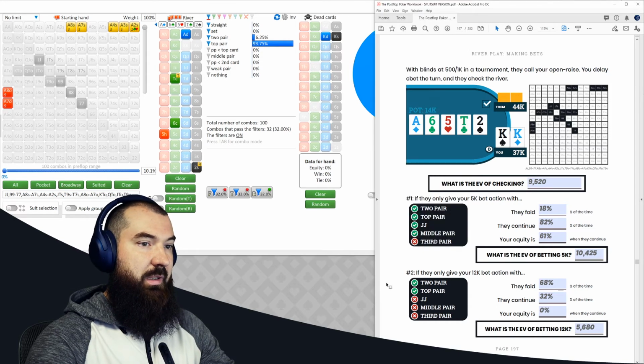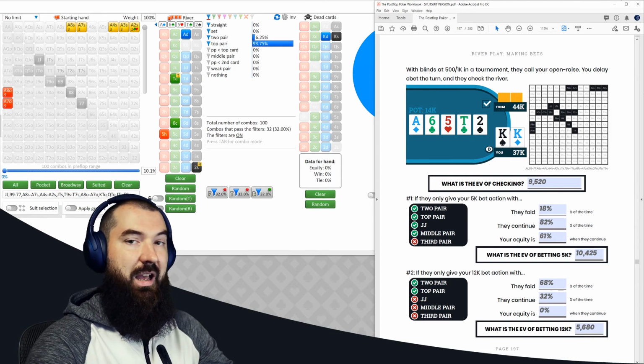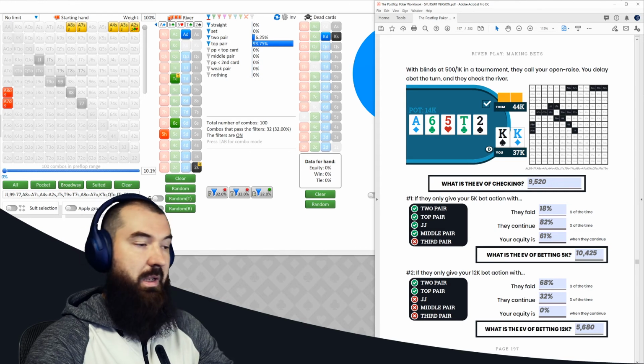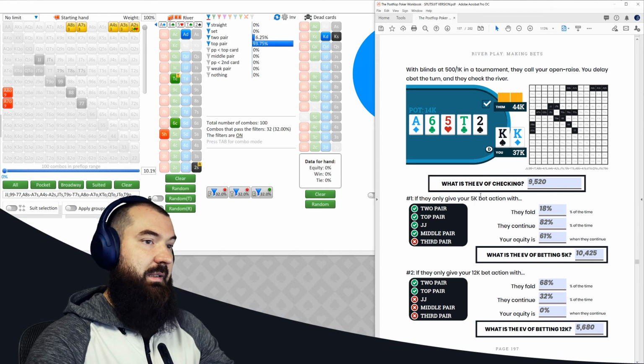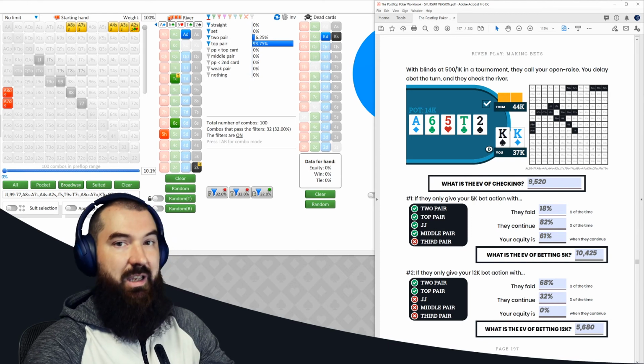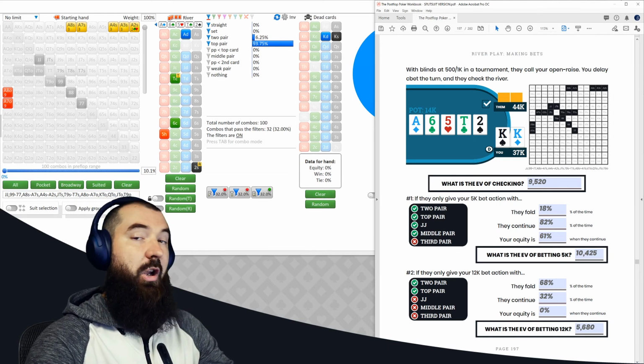Again, the big takeaways here are comparing how things look when you're checking, when you're betting different sizes, looking at different options and different possible continuances. You could break this kind of exercise out a bunch of different ways, right? You could look at slightly different bet sizes. Okay, what if you bet 7K instead and they folded middle pair but continued with jacks, whatever. You could go a lot further with this if you wanted.